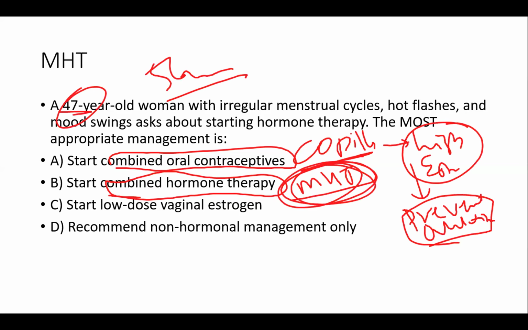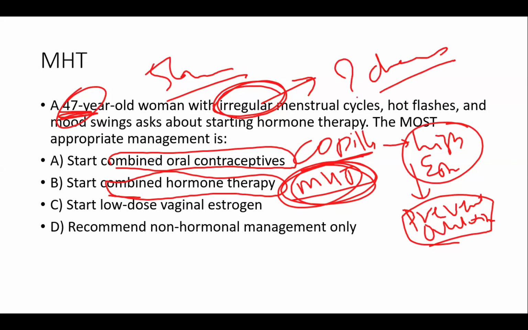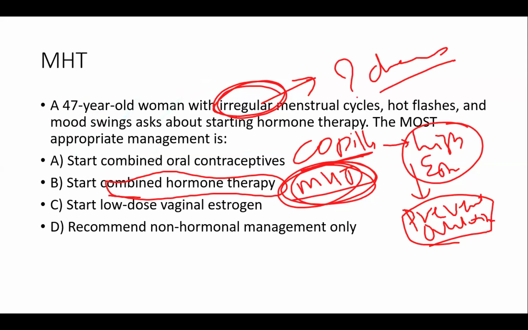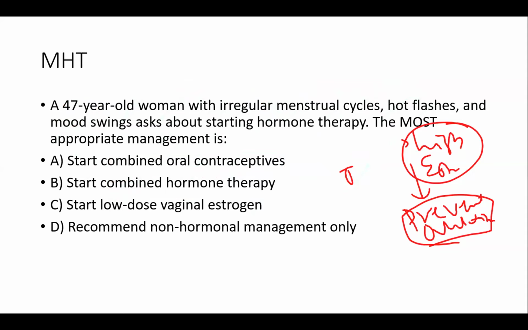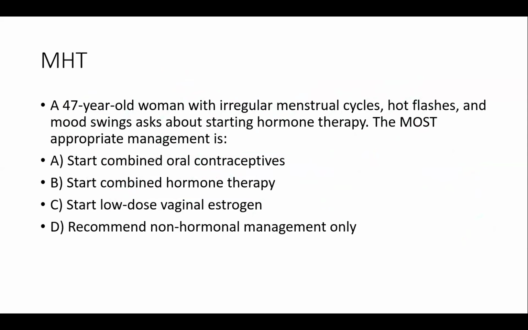Here, the patient is 47. So still the patient is having cycles, so we cannot tell whether there is a chance of pregnancy. That's why here we should go with combined oral contraceptive pills, because still there is a chance of pregnancy. So to prevent ovulation, the most appropriate management would be hormone therapy. Non-hormonal therapy is given only if there are very mild symptoms.